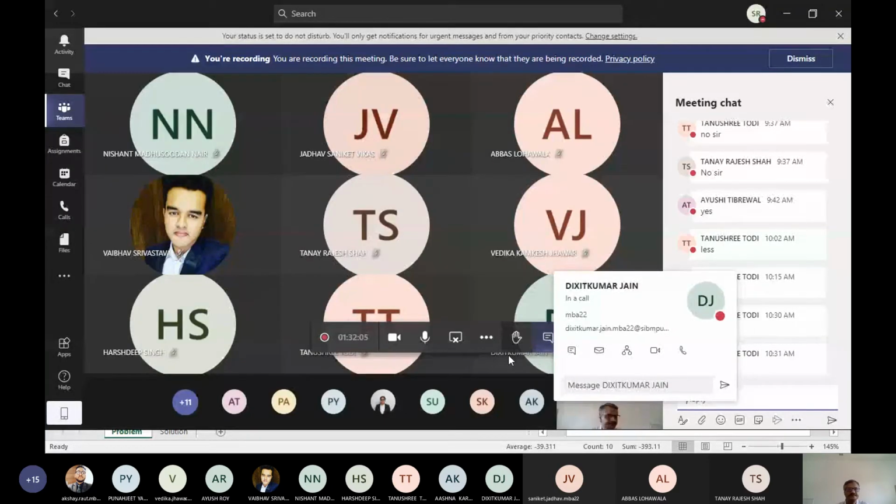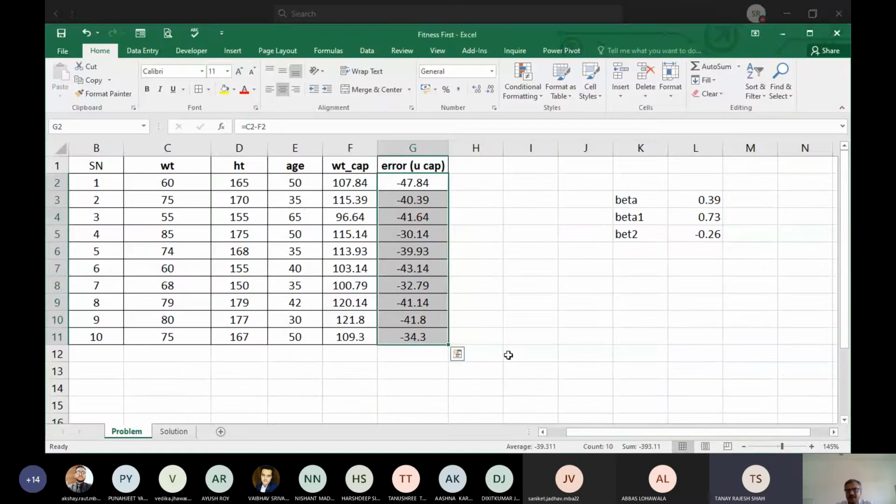Class, with me, we're talking about heteroscedasticity. Sir, could you please show the Excel sheet once? Sir, do we not calculate the final value, as in we got U cap for individual items? We got 10 values, so out of 10 do we come up to a single value? No, no, no.